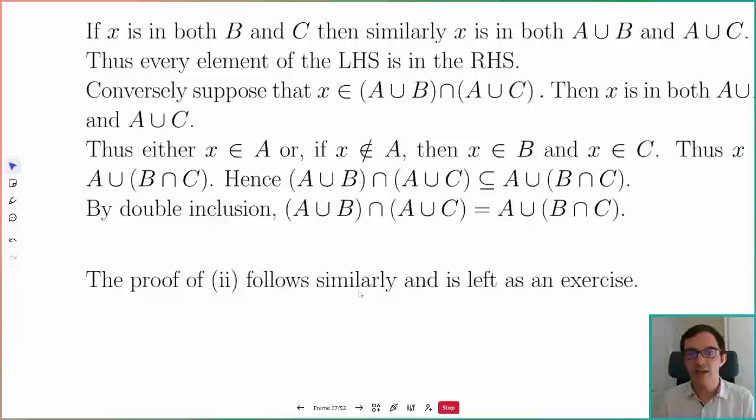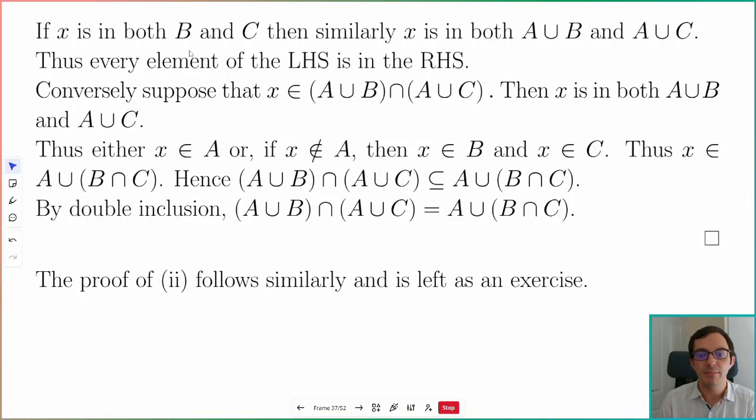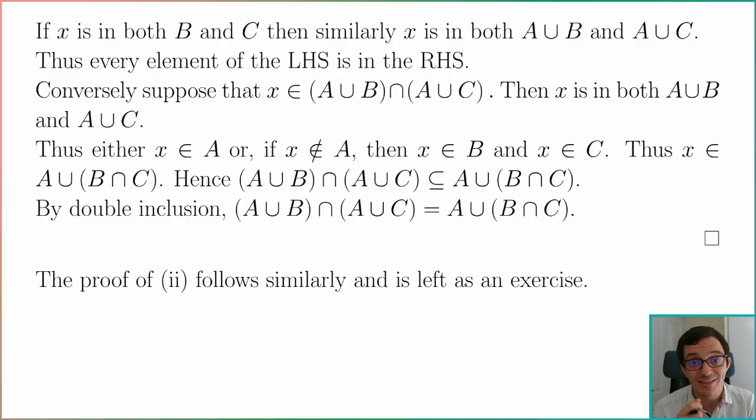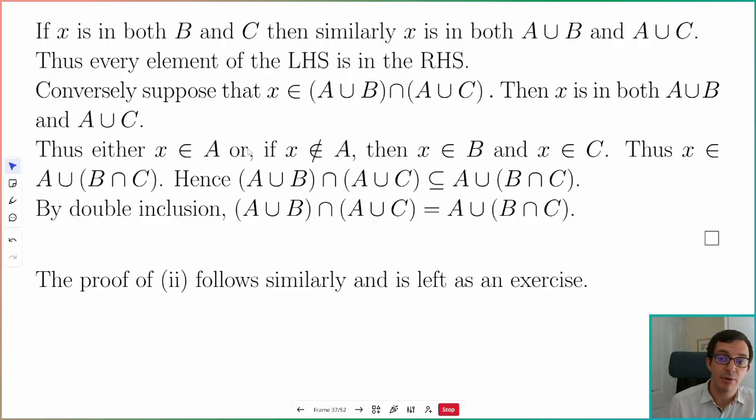So let's go to there. Here it is. So final bit, if X is in B and C, then it's in both of these things for a different reason, but it's in both of these things. So every element of the left-hand side is in the right-hand side. That's half of the proof by principle of double inclusion. We now need to do the other direction. We've shown that every element of the left-hand side is in the right-hand side. So conversely, we're going to try and show that every element in the right-hand side is in the left-hand side. So for this bit, we suppose that x is in the thing on the right-hand side.